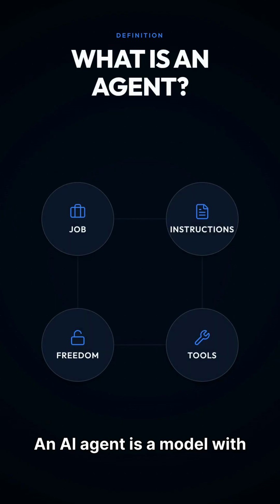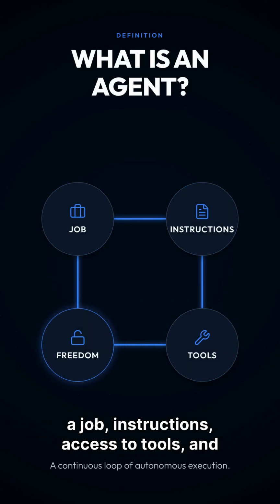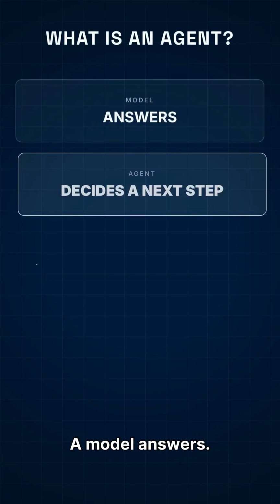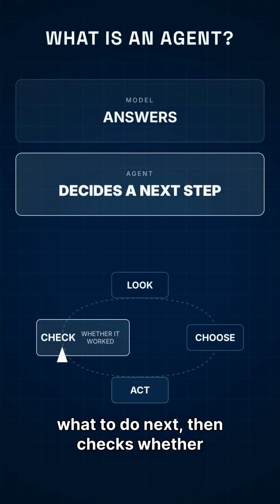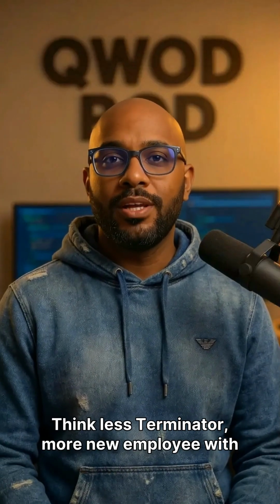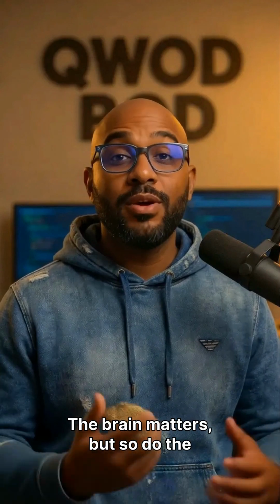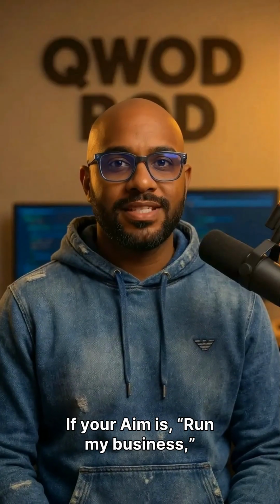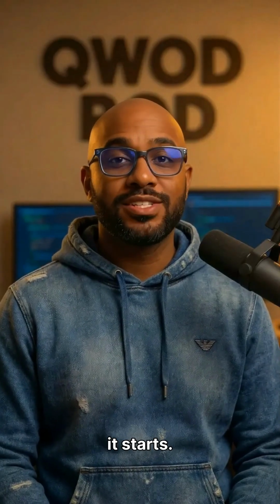An AI agent is a model with a job, instructions, access to tools, and enough freedom to choose its next step until the task is finished. A model answers. An agent uses a loop to decide what to do next, then checks whether it worked. Think less Terminator, more new employee with suspiciously fast typing. The brain matters, but so do the job description, the office rules, and the keys you hand over. If your aim is, run my business, the agent may need a holiday before it starts.